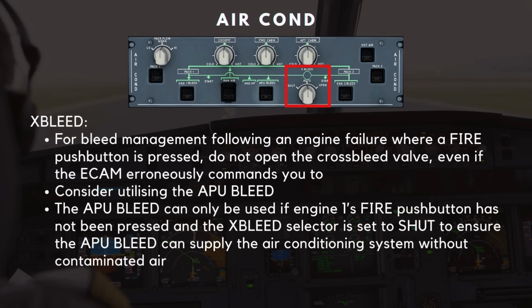For bleed management following an engine failure where a fire push button is pressed, do not open the cross-bleed valve, even if the ECAM erroneously commands you to. Instead, consider utilizing the APU bleed. The APU bleed can only be used if engine 1's fire push button has not been pressed and the cross-bleed selector is set to shut to ensure the APU bleed can supply the air conditioning system without contaminated air.